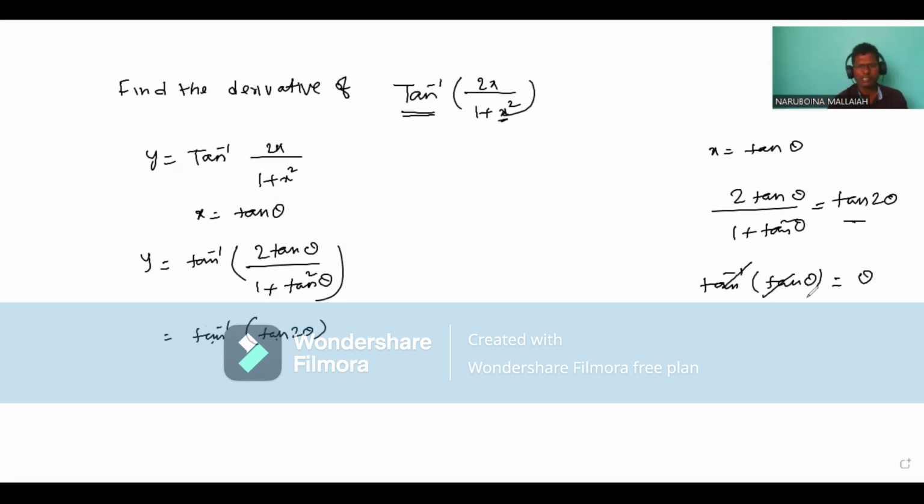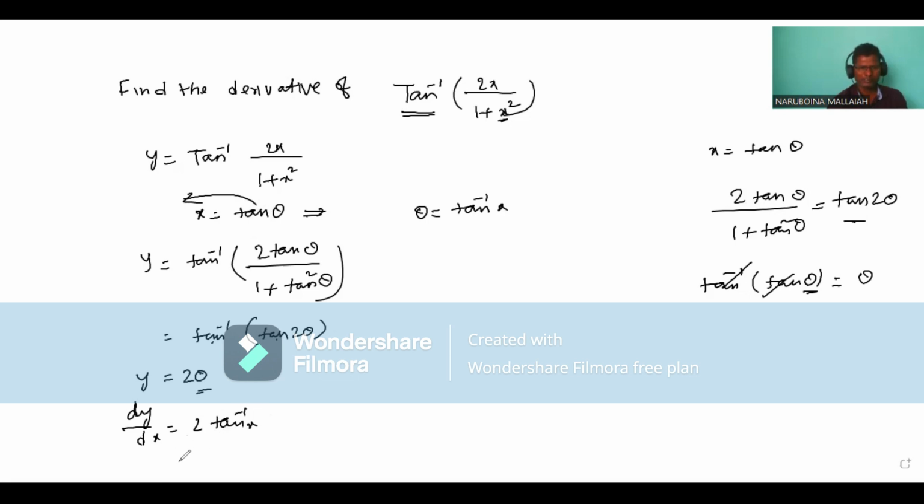Tan inverse tan gets cancelled, and we are left with 2 theta. So I am writing 2 theta. This is fine. Now we are differentiating this function, dy by dx, where theta is replaced. See here, x is equal to tan theta. Send this tan to the other side, it becomes theta is equal to tan inverse x. Now in the place of theta I am writing tan inverse x.